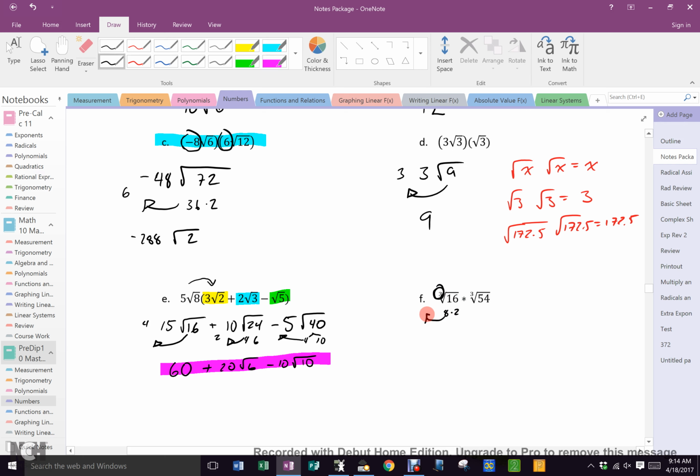So what's coming out of here? 2. What left? What stayed under there? 2. What's this? 27 times 2. Why did I choose 27? Because what's the cube root of 27? 3 cube root 2, yes? Now, does that look a lot easier? What's 2 times 3? 6. Cube root.